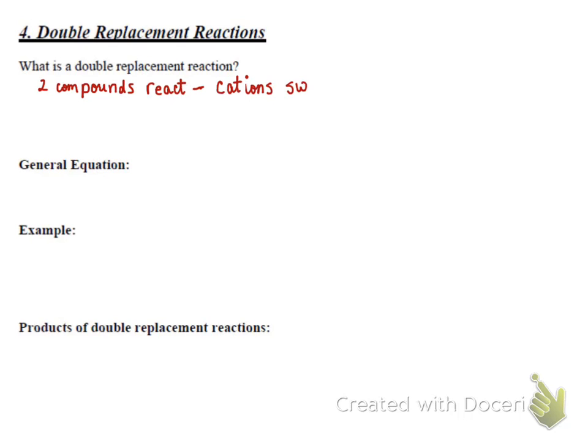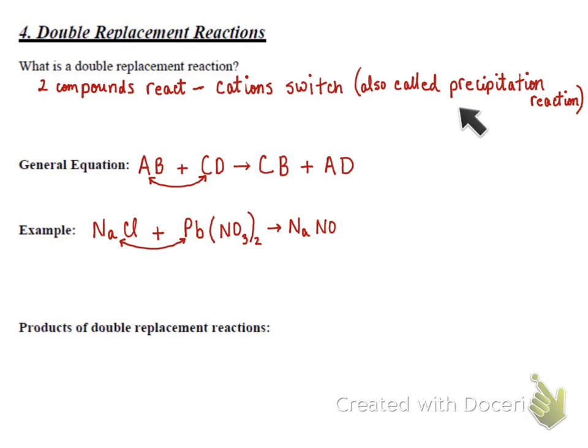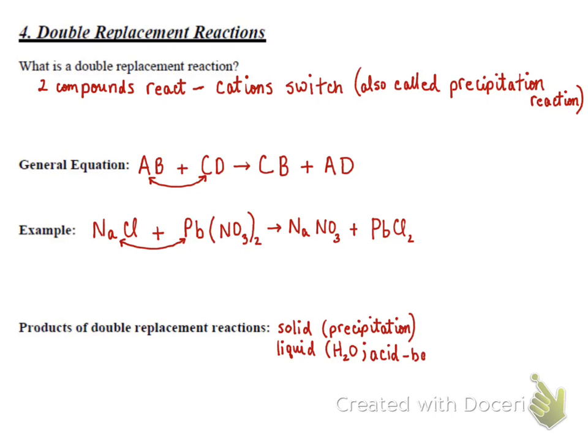The next reaction type is double replacement, and that's where two compounds react. The cations switch places, and they make two new compounds. It's also called a precipitation reaction because the product that's formed is usually a solid, which we call a precipitate. So the general equation is one compound AB reacts with a second compound CD, and the two cations, in this case A and C, are going to swap places.